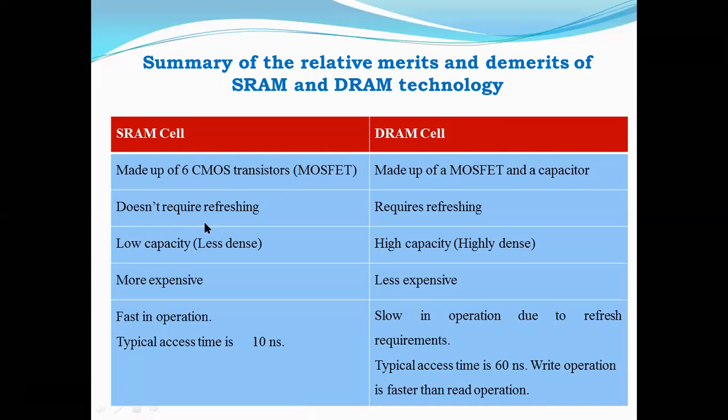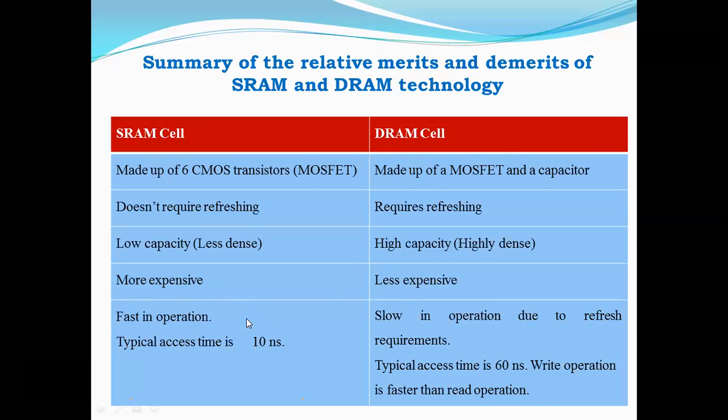And then what is the difference? In the SRAM, the transistors store the data, but refreshing is not required because there is no leakage. Whereas the DRAM cell requires refreshing because the capacitor, after every certain period of time, will start leaking. So refreshing is required. And here it is low capacity and this is high capacity. Coming to the cost, the SRAM is very expensive because you require more transistors. In the DRAM, capacitors are used, and the cost is very low. So it is less expensive.